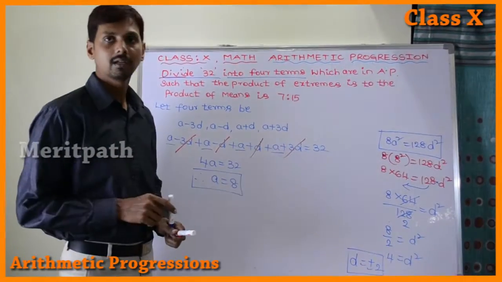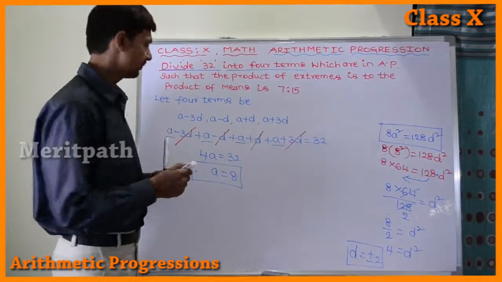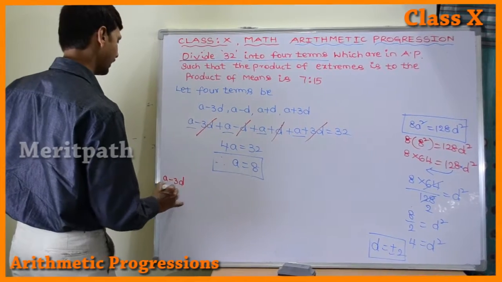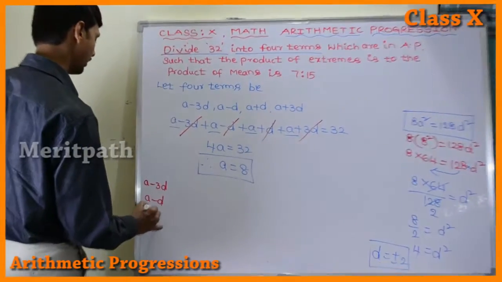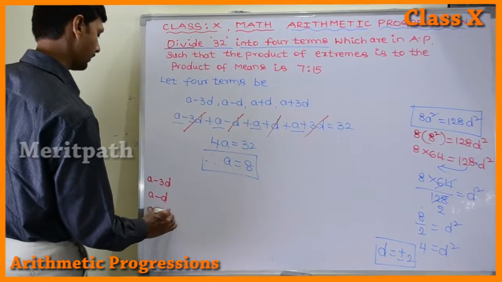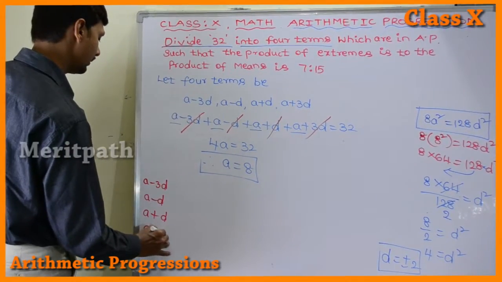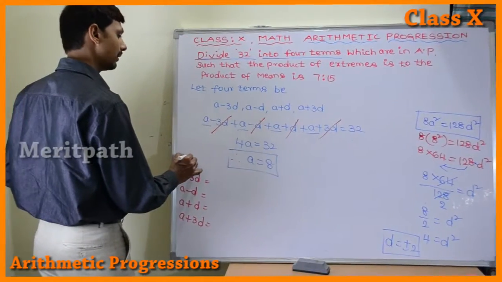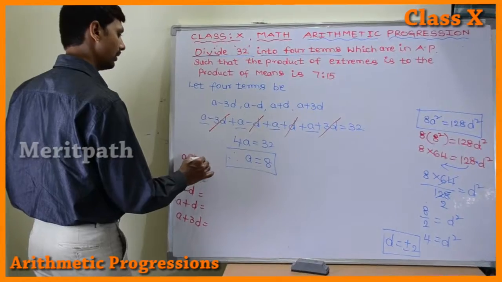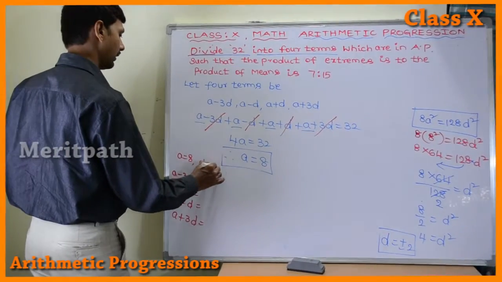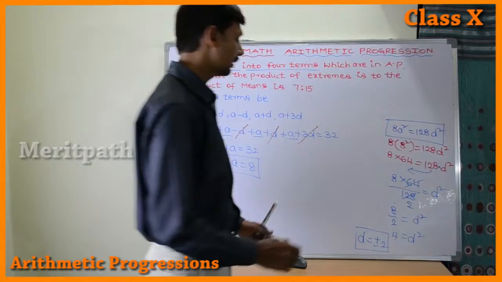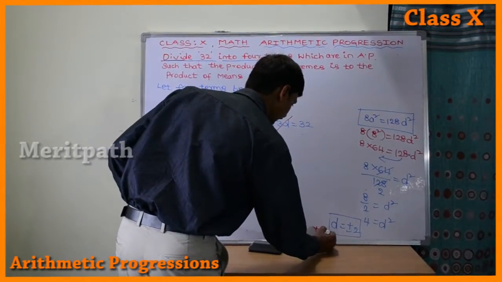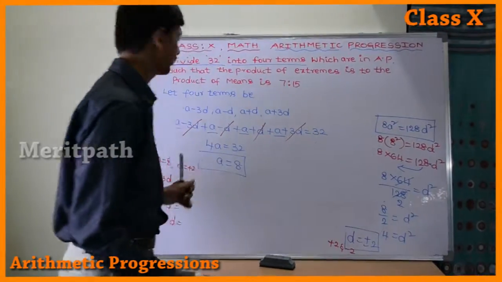So a is 8, and then let us find out the terms. Terms are, we have taken the terms as a minus 3d and a minus d and a plus d and a plus 3d. These are the 4 terms. We need to find out the 4 terms. So when a is equal to 8 and d is equal to plus 2, and we have d value, there are 2 values of d, that is plus 2 and minus 2. So let us take now plus 2.